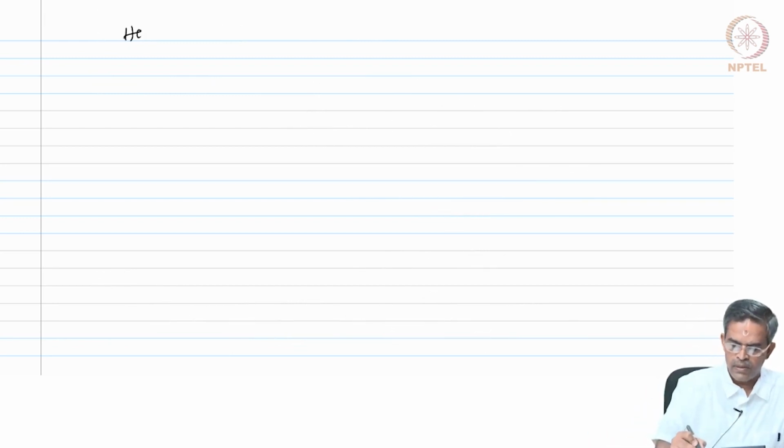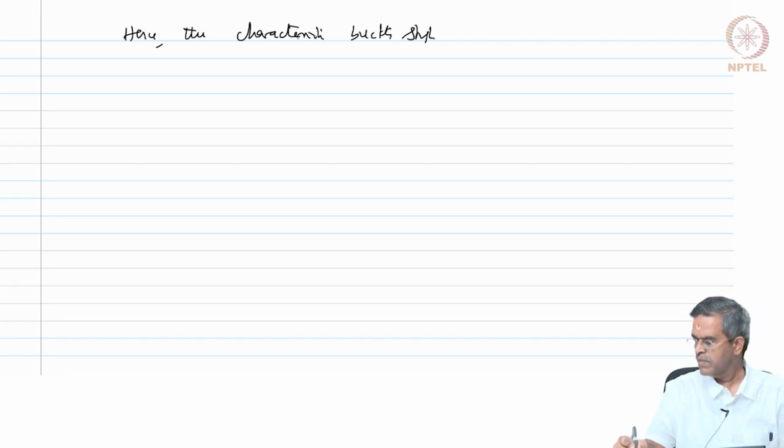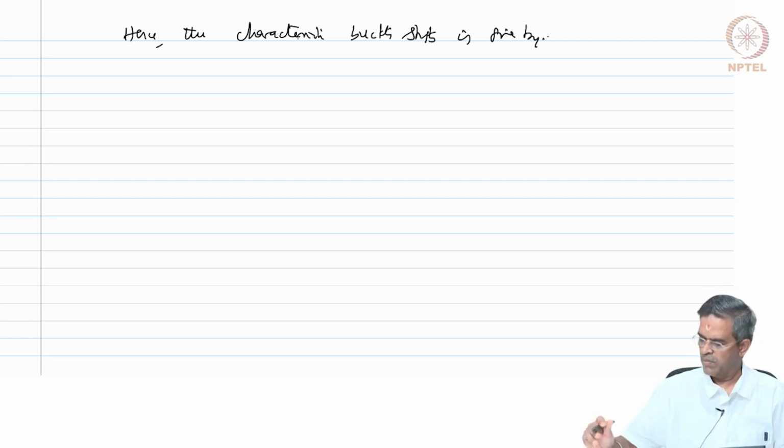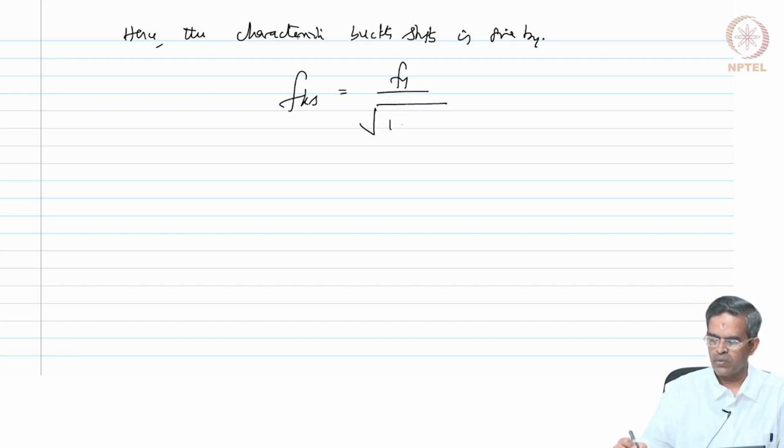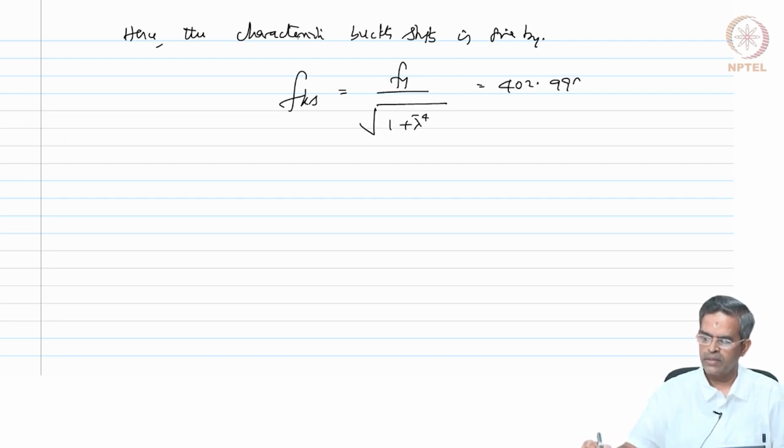Hence, the characteristic buckling strength is given by Fks, which is Fy by root of 1 plus lambda to the power 4, which is 402.996 megapascal.